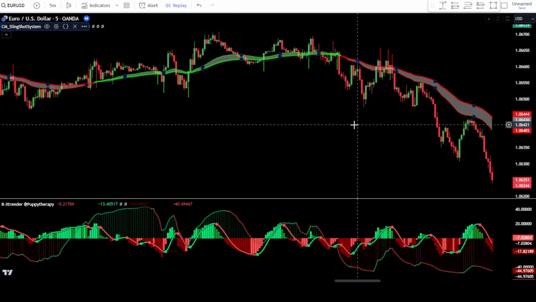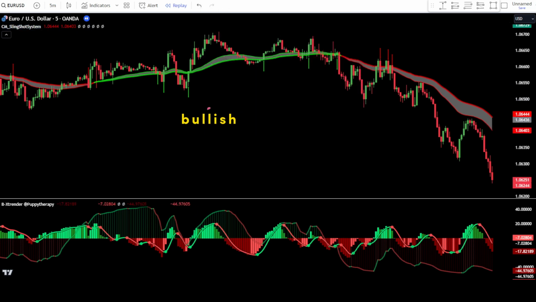If the CM Sling Shot System is green, it indicates a bullish trend, and your focus will be solely on finding points to place buy orders. Conversely, if the CM Sling Shot System is red, it indicates a bearish trend, and your primary focus will be on finding the best points to place sell orders.